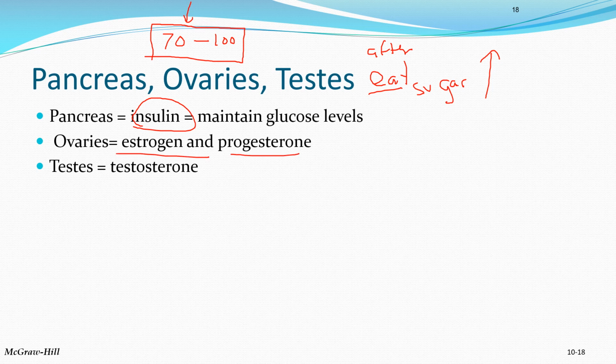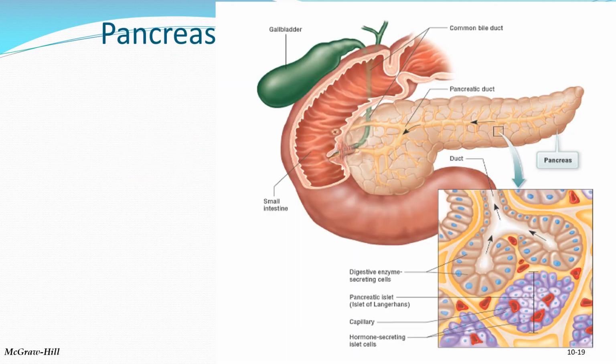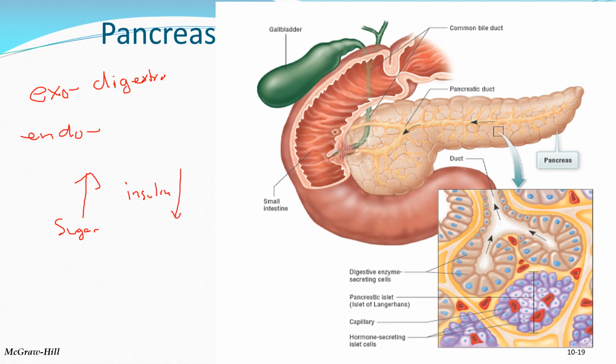Female hormones, male hormones, and then the testes make testosterone. Pancreas, both exo for digestion and endo for sugar regulation. So when you eat, your blood sugar goes up, and then your body releases insulin. Insulin tells all the cells, your liver, to use that sugar that's in the blood.